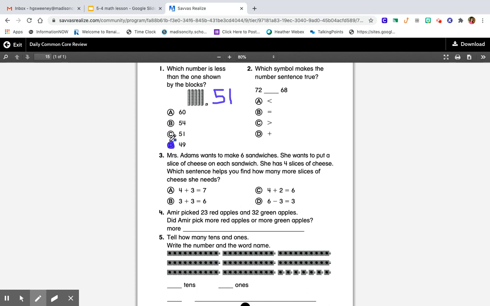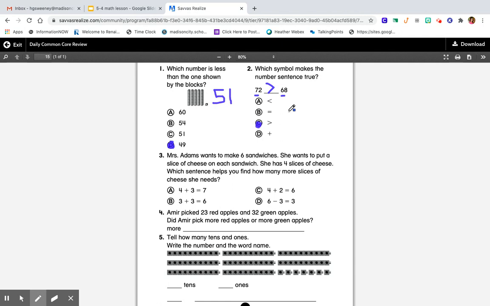Which symbol makes the number sentence true? 72, 68. We always eat the bigger number. Okay, so I'm looking here at 72. There's a 7 in the tens place, and in 68, there's a 6 in the tens place. I know 7 is greater than 6. I would rather have 7 cookies than 6 cookies. So I want to eat 72. So C, 72, is greater than 68.